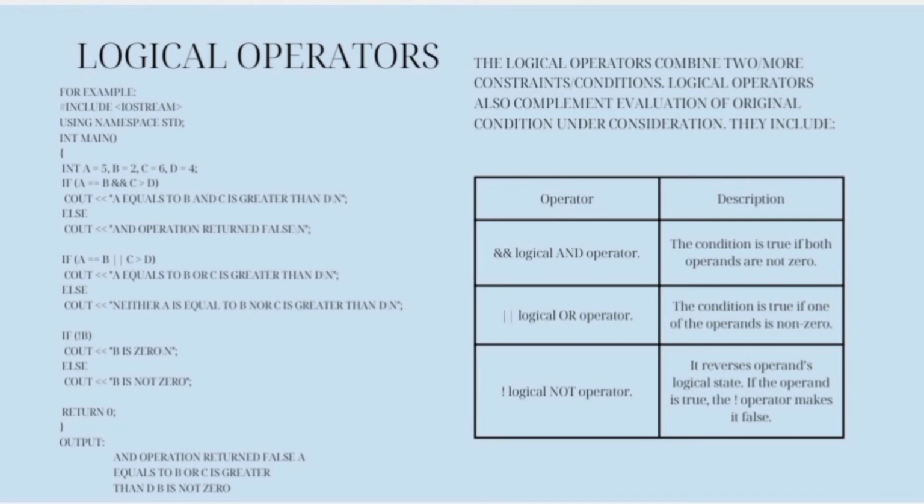If b && c is less than b, it is 0; else, if c is less than b is not 0, return 0. Output: the AND operation returned false, or equals b or c is greater than b is not 0.